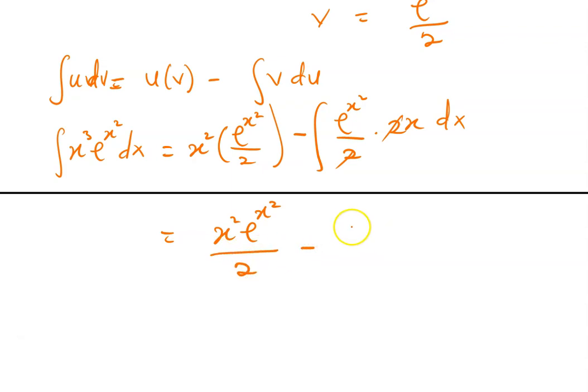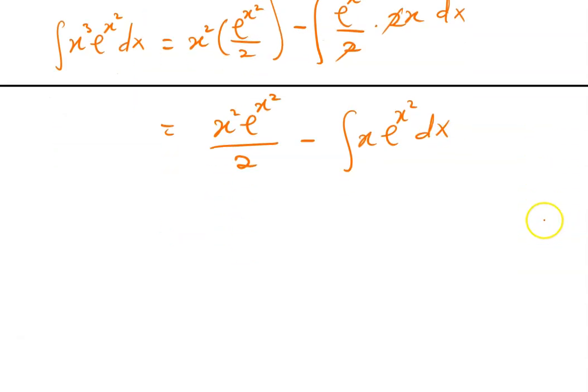2 minus integration of x e^(x squared) dx. Do you get it? So at the end, what do we have? We're going to get x squared e^(x squared) divided by 2, minus. Then what do we have here?